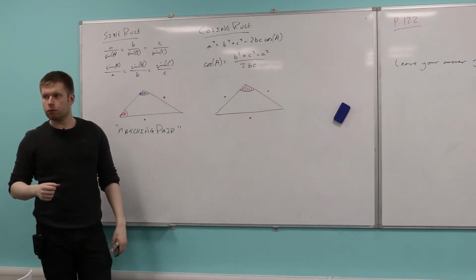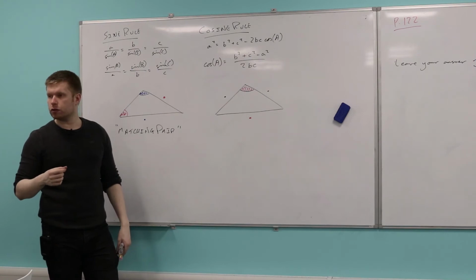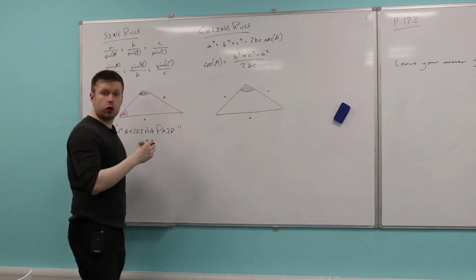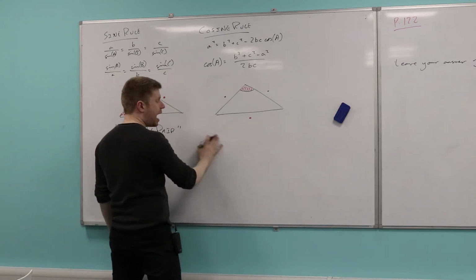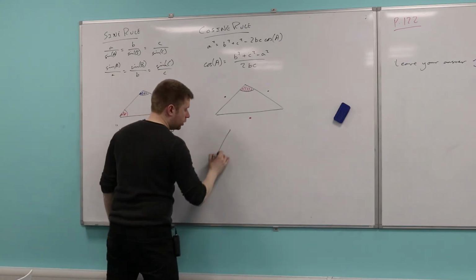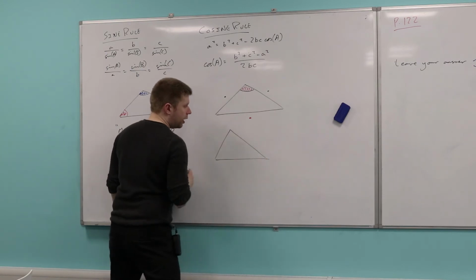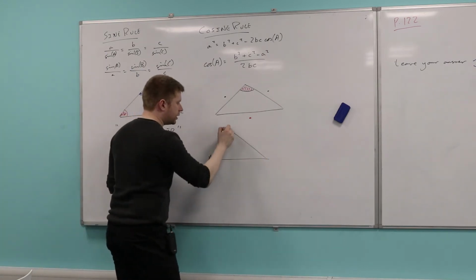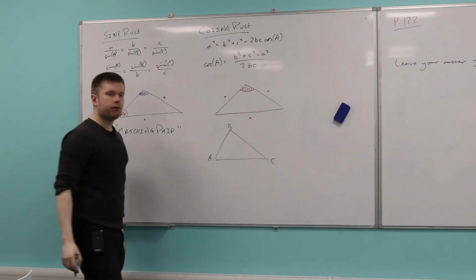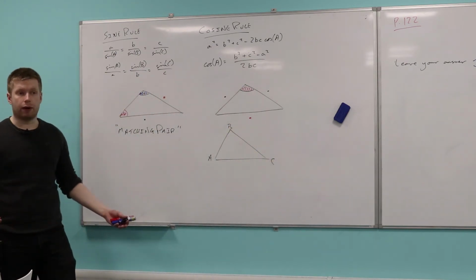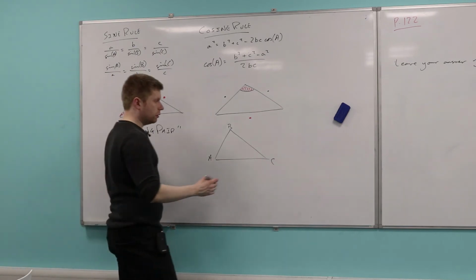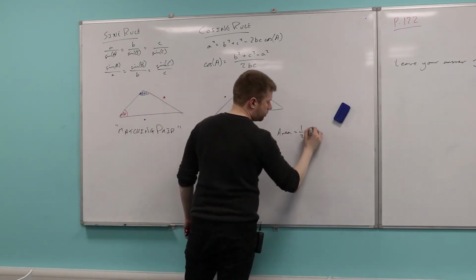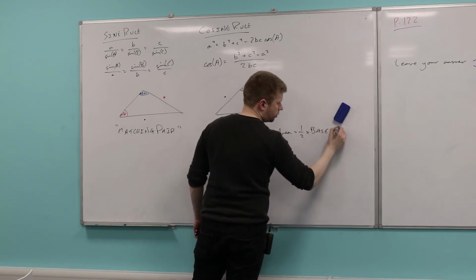Is that okay? Any questions? No? There is one final little formula which I want to give you, which I have shown you before, which is the area of a non-right angle triangle. So very quickly, how do I find the area of a non-right angle triangle? Let's say that's A, that's B, and that's C. How do I find the area of a triangle ordinarily? Half times base times height.